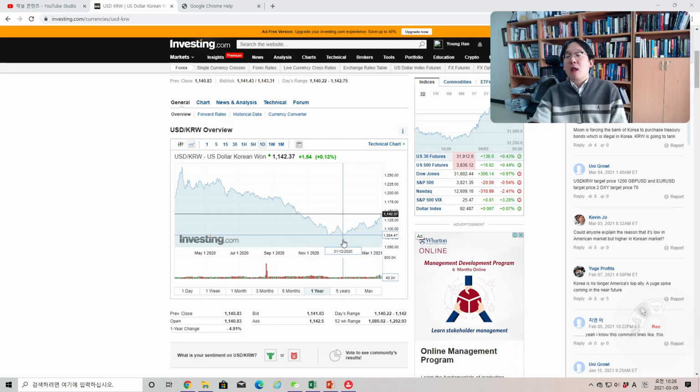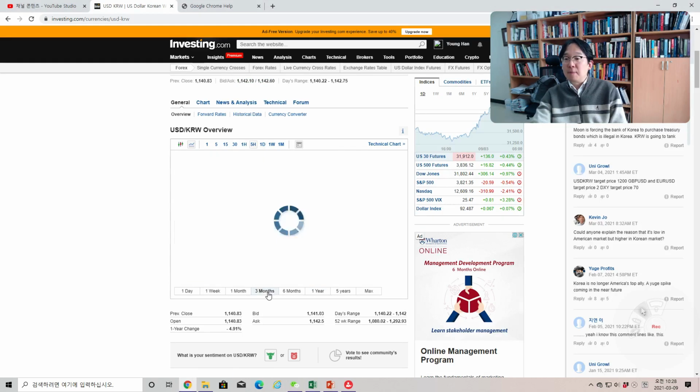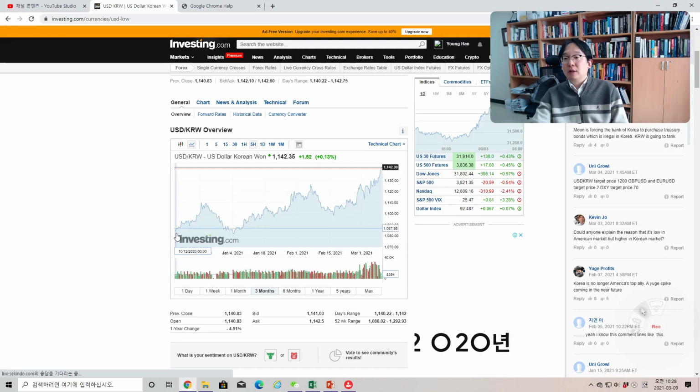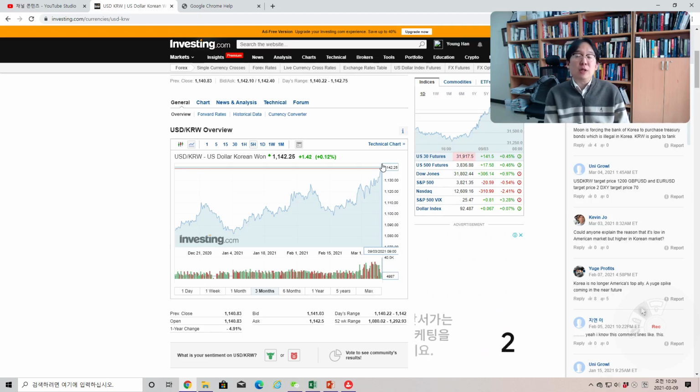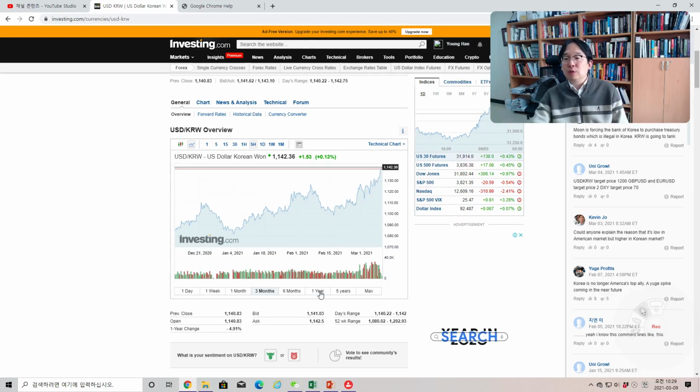Okay, and then recently, right, since the beginning of the year, the US dollar value had been appreciating relative to the Korean won. Why is that the case? Because what? Recently, the 10-year Treasury rate has been going up like crazy. What happened to the US Treasury rate?